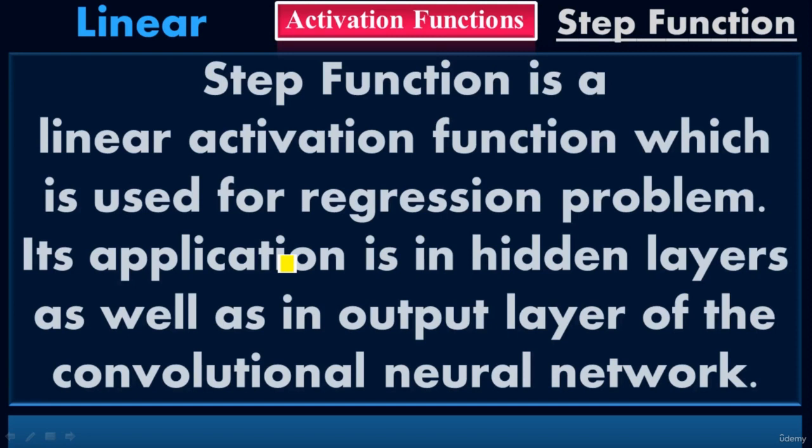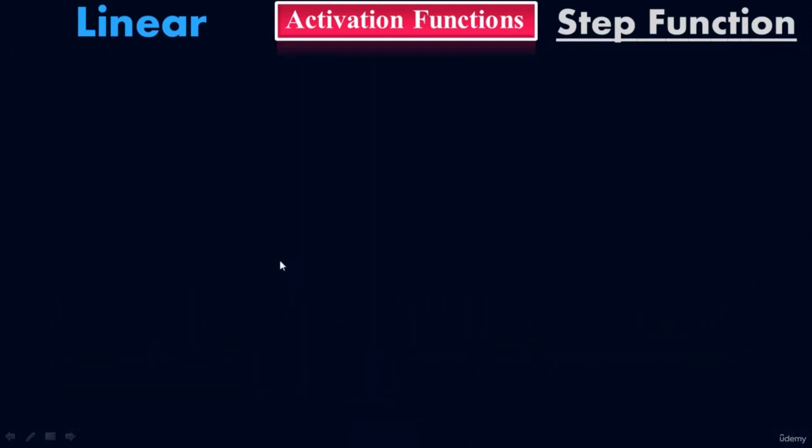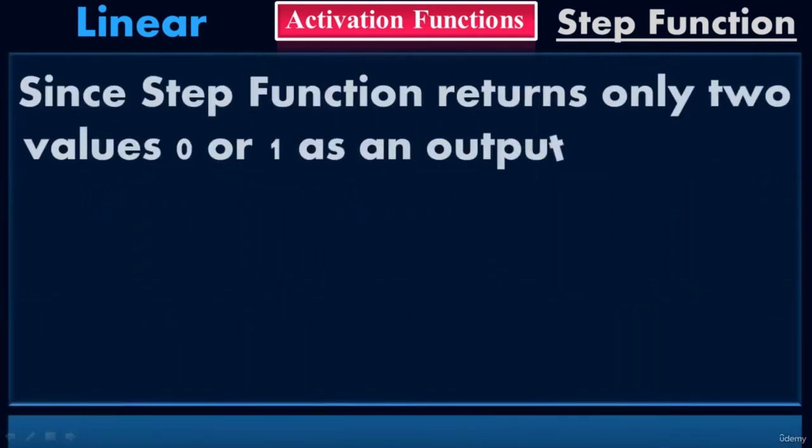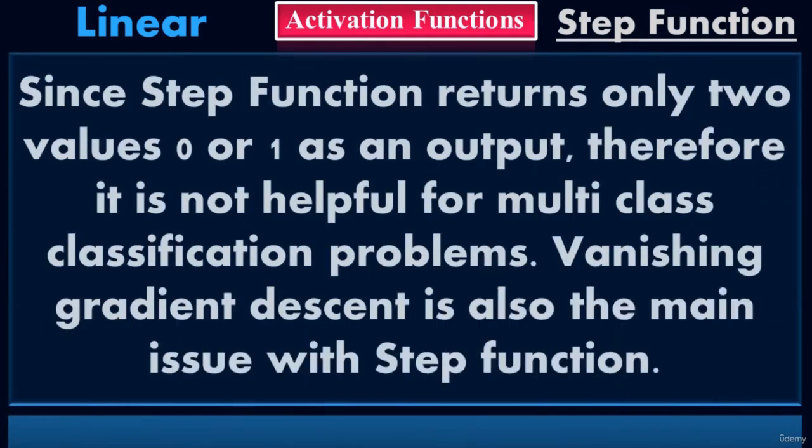Step function is a function which gives only two values, 0 and 1, which is helpful for the regression problem. What are regression problems? In the regression problems, we have only two values. We can use it in hidden layers and also in the output layer of a neural network. Since step function returns only two values, 0 or 1, as an output, it is not helpful for multi-class classification problems. Vanishing gradient descent is also the main issue with the step function.